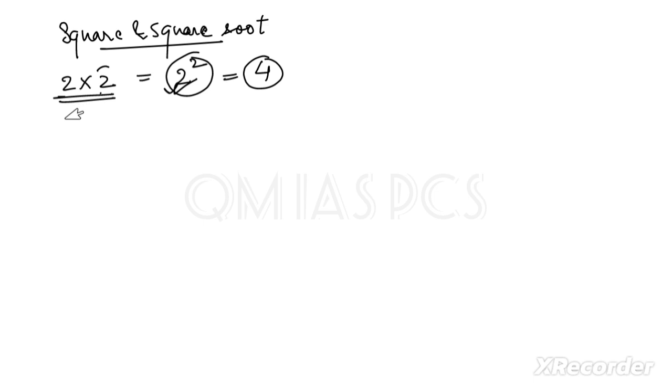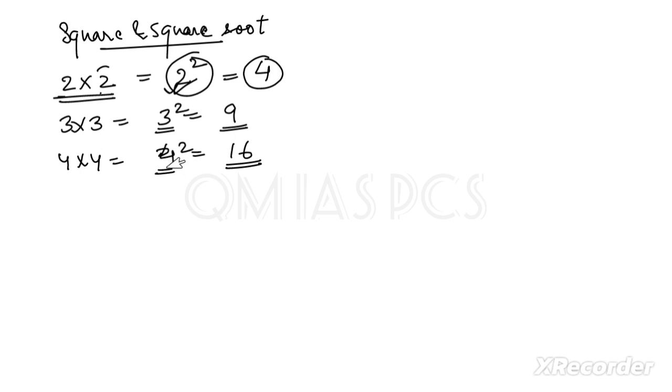Okay, similarly we can say 3 multiplied by 3, that will be 3 square, and that will be 9. So 9 will be the square of which number? 3. Similarly you can say 4 multiplied by 4, that will be 4 square, and that will be 16. So 16 will be the square of 4. And the reverse thing is, if you write root 4, what is the square root of 4? It will be 2. Square root of 9 will be 3. Square root of 16 will be 4.